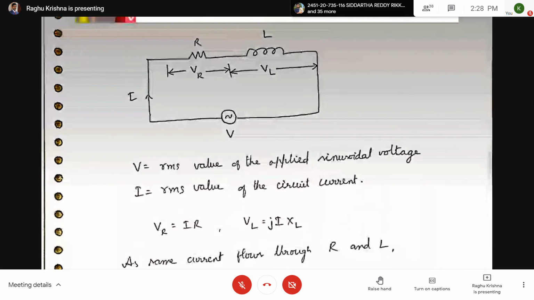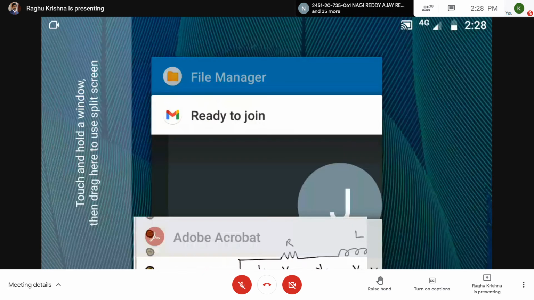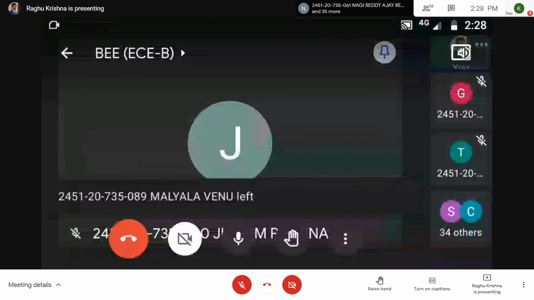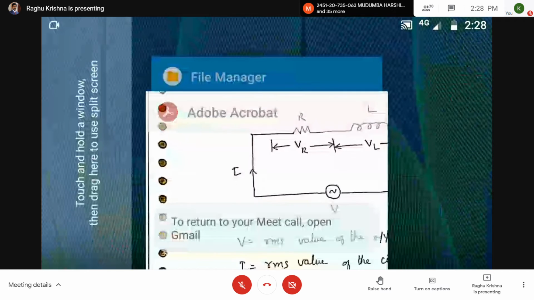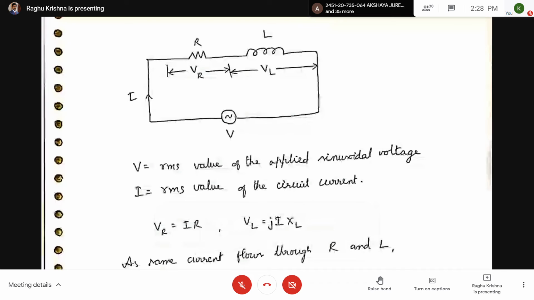Now here, V is the RMS value of the applied voltage and I is the RMS value of the circuit current. Now this I give already for the assignment. Here VR equals I into R. VL is the voltage across the inductor, given by j I into XL.